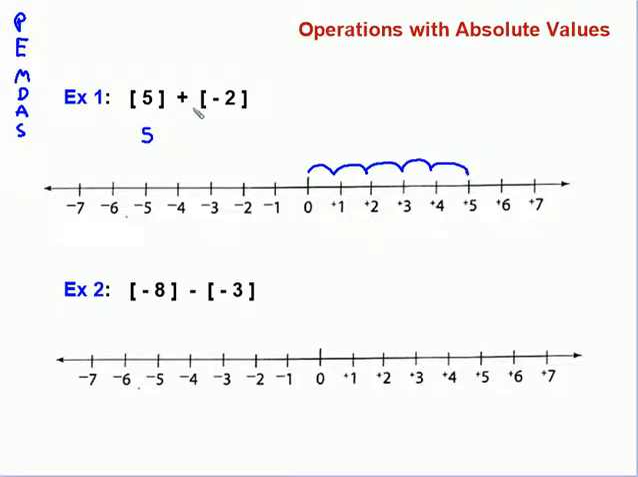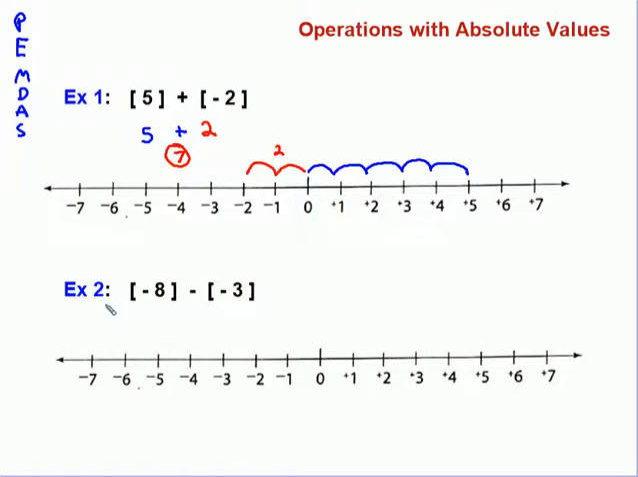5. And we'll add our little addition sign back in, and then we do the parentheses here. What is the absolute value of negative 2? Count from 0, and we get 2 spaces. So the absolute value of negative 2 is 2. Then we add those together, and we get 7. So the answer to this operation is 7.